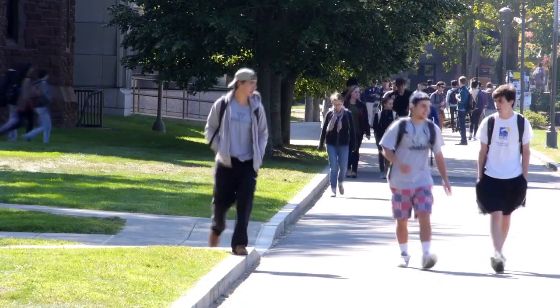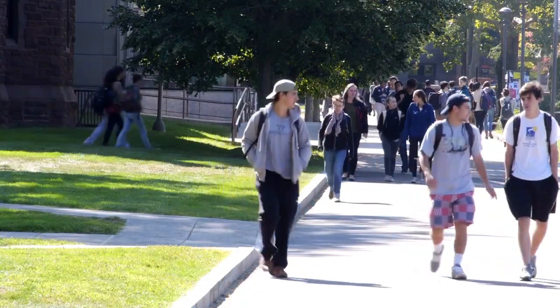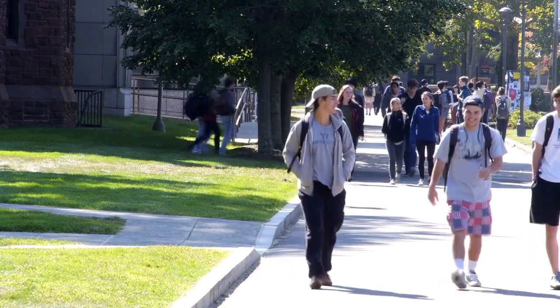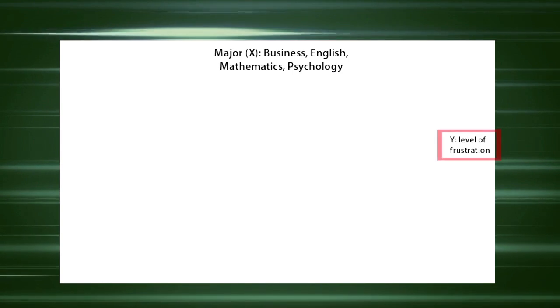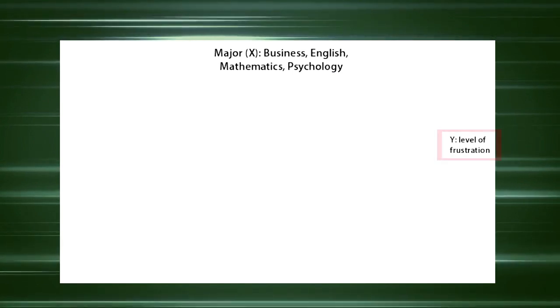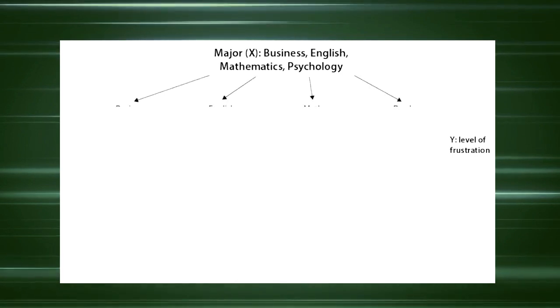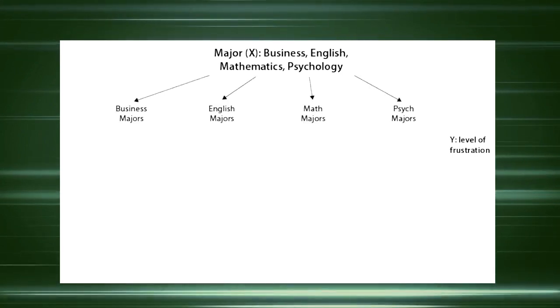In this example, a college dean believes that students with different majors may experience different levels of academic frustration. Random samples of 35 individuals, each of business, English, mathematics, and psychology majors, were asked to rate their level of academic frustration on a scale of 1, the lowest, to 20, the highest. This figure highlights that we'll be examining the relationship between major, our explanatory or X variable, and frustration level, our response or Y variable, to compare the different means of frustration levels among the 4 majors defined by X.